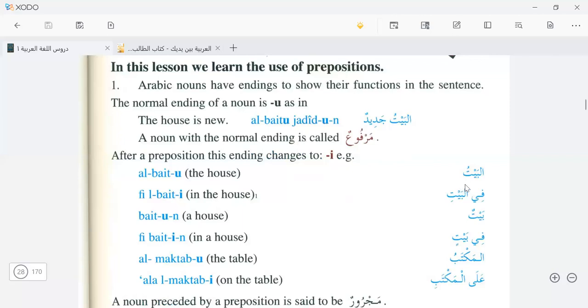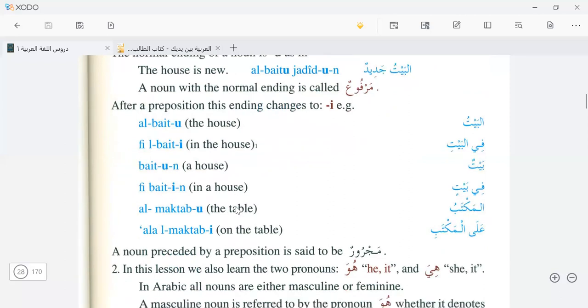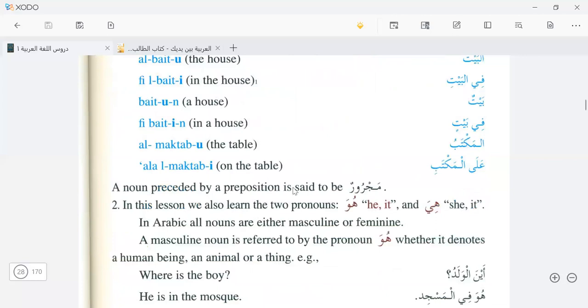So, al-baitu, the house. Fil-baiti, in the house. Baitun, a house. Fi baitin, in a house. Al-maktabu, the table. Al-maktabi, on the table. A noun preceded by a preposition is said to be majrur.